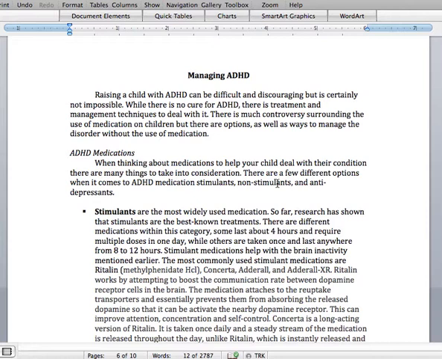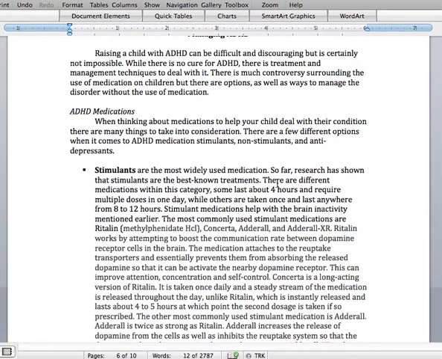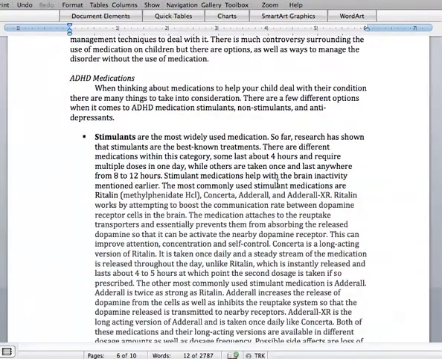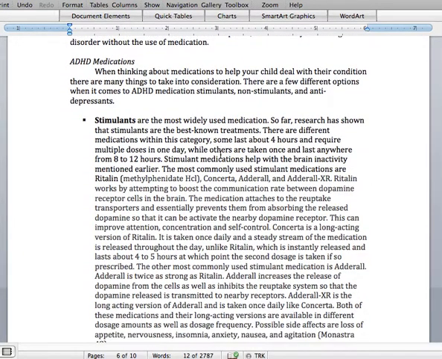So, ADHD, there is no cure, but there are ways to manage it. There's a lot of controversy, obviously, around using medication on children, but there are options as well as ways to manage the disorder without medication. There's a couple different kinds of medications. There's stimulants, non-stimulants, and sometimes antidepressants will be used.